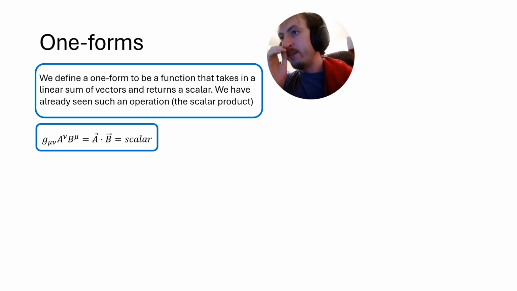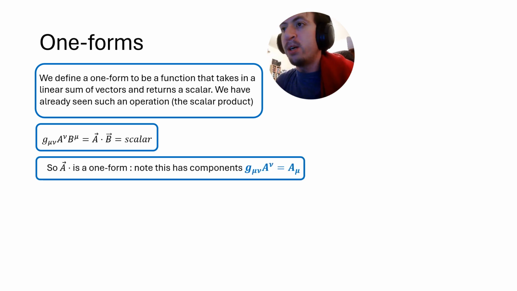And we can pull a one form from this, because if we define a one form to be vector A dot, we can see that if we act vector A dot, this function, on another vector, like vector B, we do get a scalar by definition. So A dot is an example of a one form.